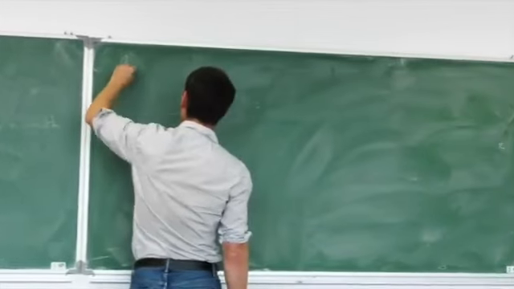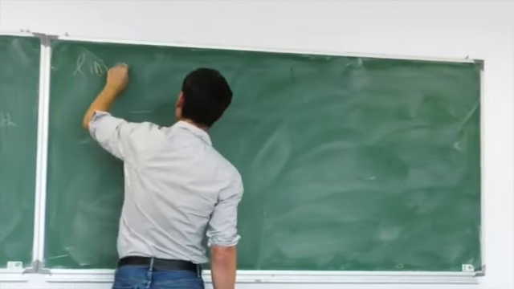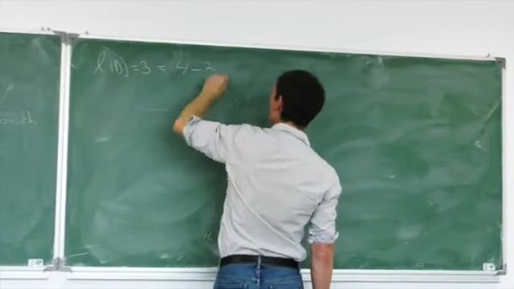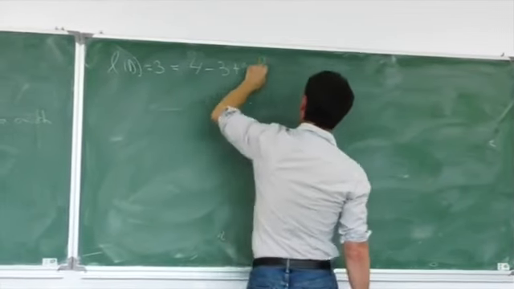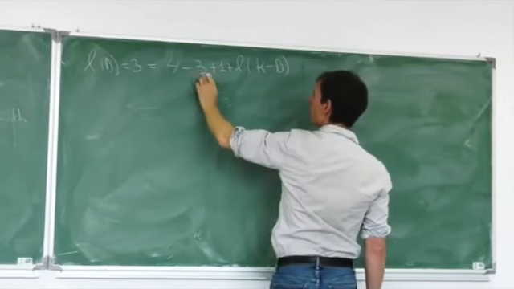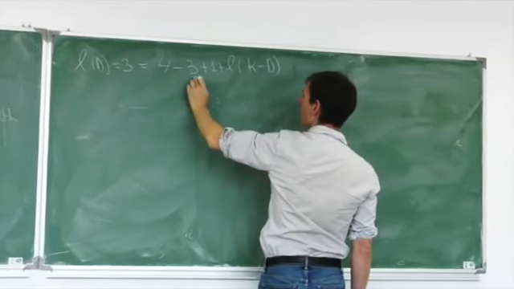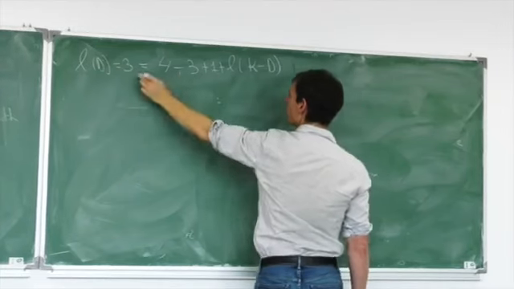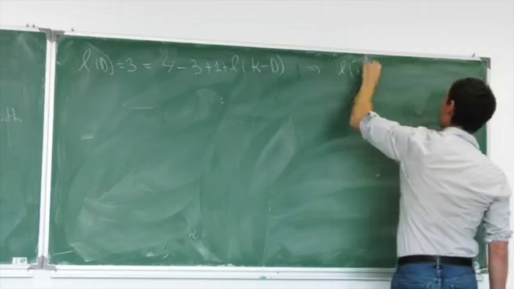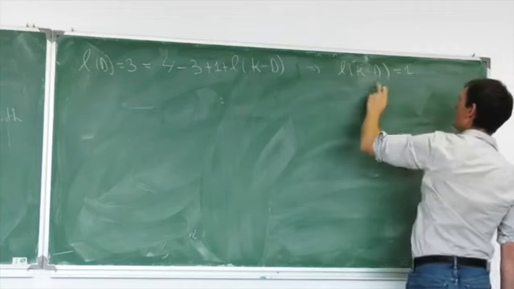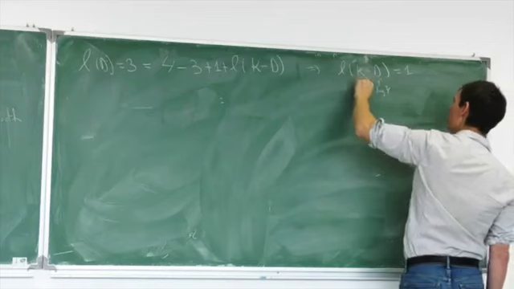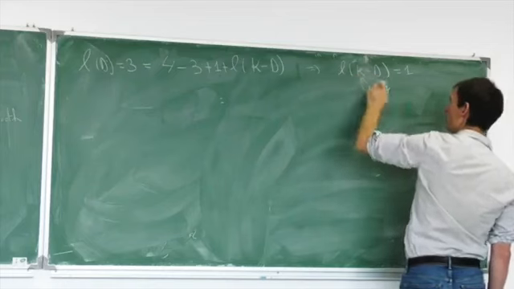So you see that L of D is 3, and it should be the degree minus the genus we have seen, this is 3, plus 1, plus L of kappa minus D. So this is 4 minus 3, 1, plus 1, 2. So you're missing 1. So L of kappa minus D should be 1. But this is degree 4, this is degree 4, so this is degree 0.